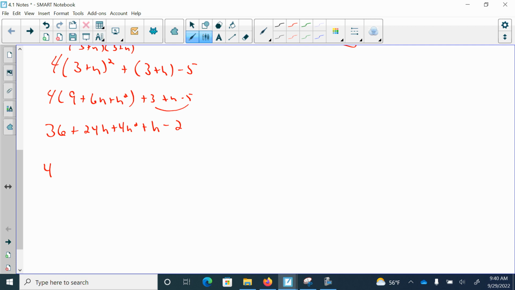So I'm going to have 4h squared. This 24h plus h will be 25h. And then the 36 plus 3 minus 5 will be plus 34. Everyone good? Yeah.